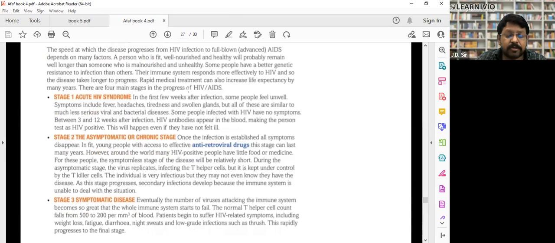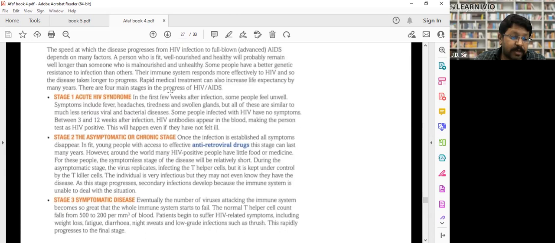I have already told you that the purpose of HIV is to kill only T cells, right? T killer cells, they are the guard of our body. Rapid medical treatment can also increase life expectancy. Look, it is written there, life expectancy by many years. There are four main stages of the progress of HIV or AIDS.